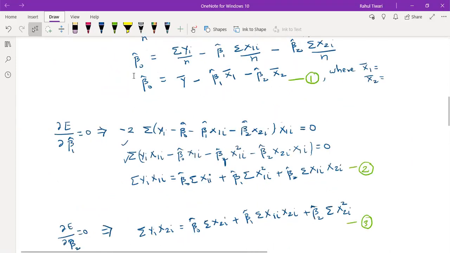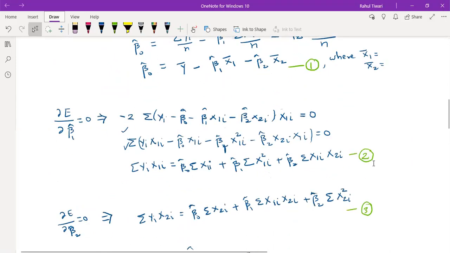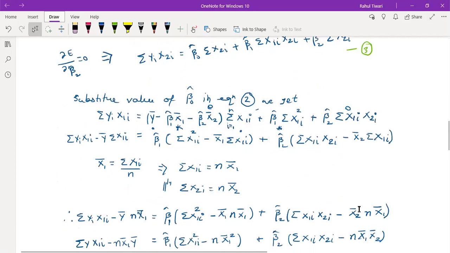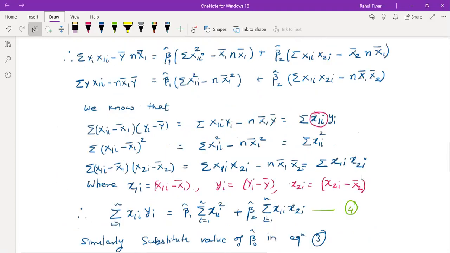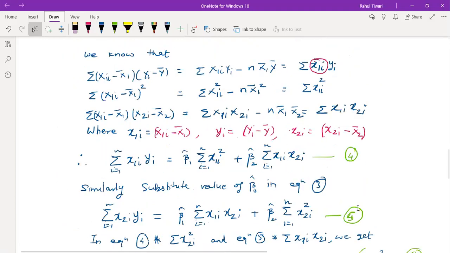So substitute beta naught ka value in equation number 2, we'll get the next expression, which is equation number 4. And again substitute the beta naught ka value in equation number 3, we'll get equation number 5. So I'm using the equations. Once you substitute, you'll get equation number 4. Similarly, one can get equation number 5. Now the task is very simple.